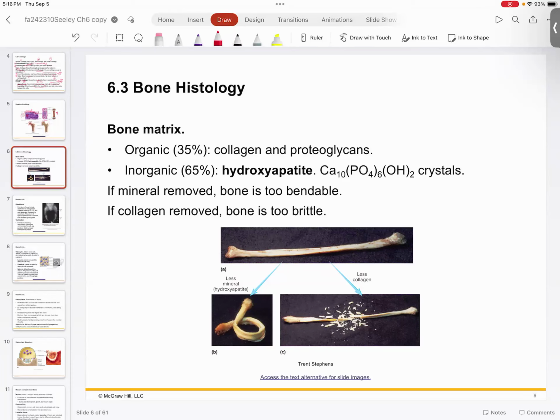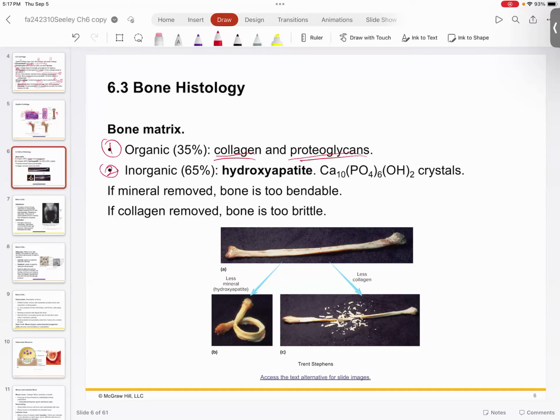Well, it's got a couple of components to its matrix. The first piece to bony matrix, roughly about a third of it or so, is going to be organic. So you're going to have lots of collagen in your matrix and lots of proteoglycans in your matrix as well. And remember, proteoglycans along with hyaluronic acid is essentially how you capture fluids and moisture. And so about a third of your bony matrix is organic.